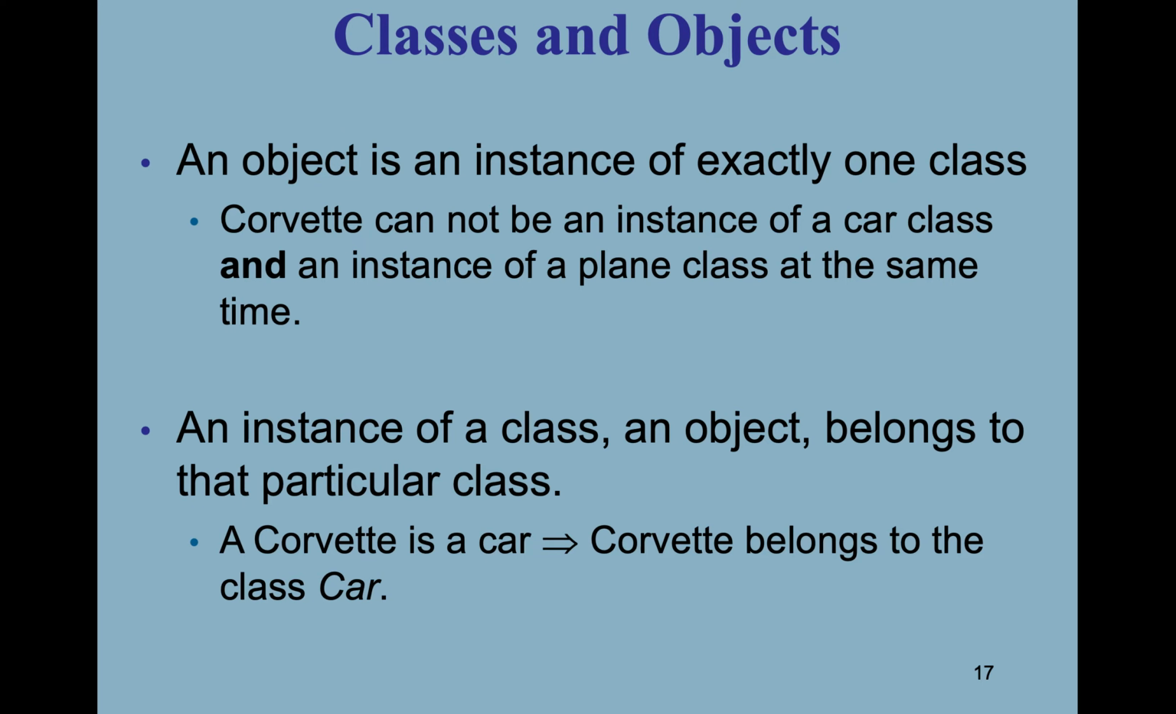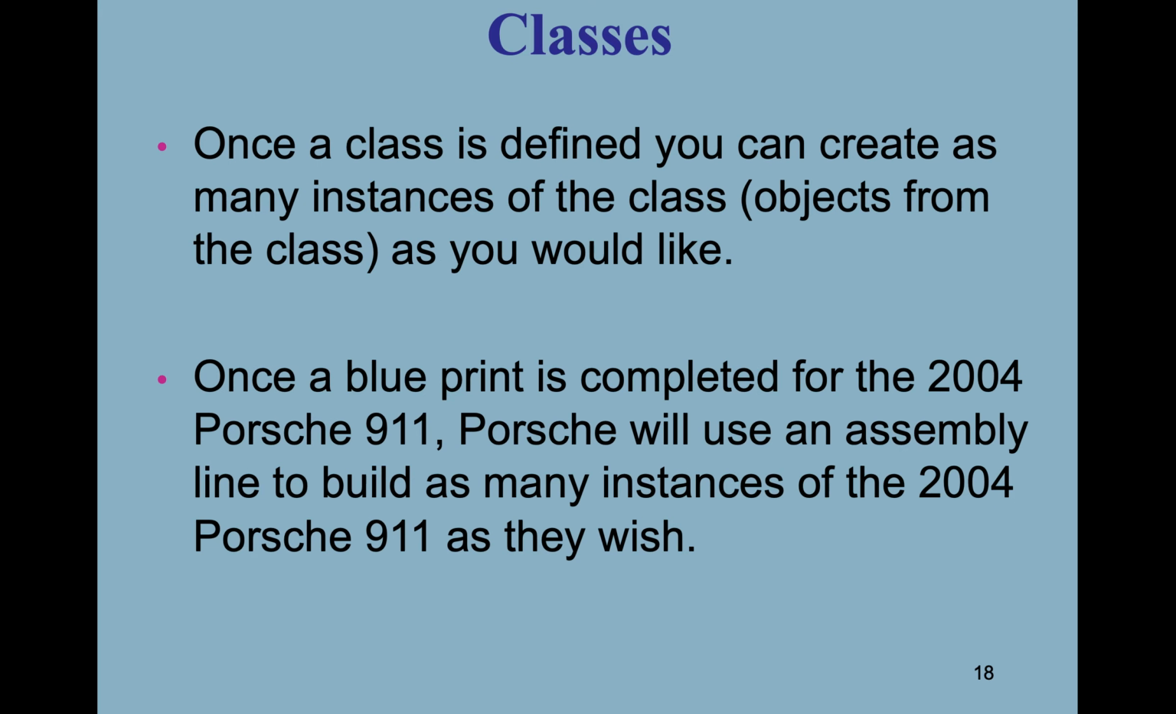That doesn't make any sense in Java. It does in C++ for some strange reason. But if we're thinking about Java, an object can only be exactly one class. It's one class type. So a Corvette is a car. It's not an airplane like it is in C++. An instance of a class, an object, belongs to the particular class. So the Corvette is a car, and so Corvettes belong to the car class.